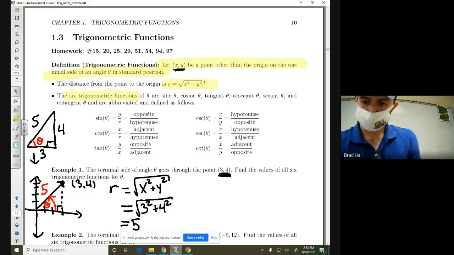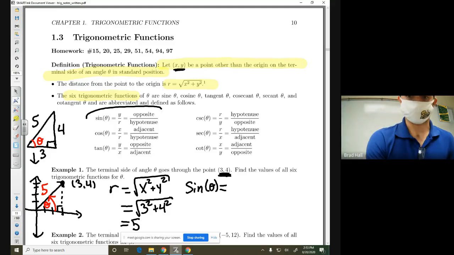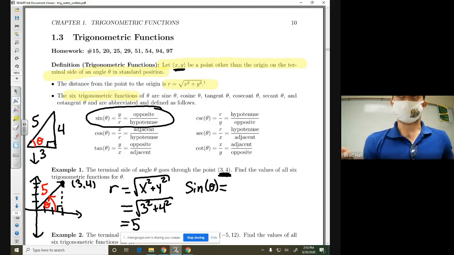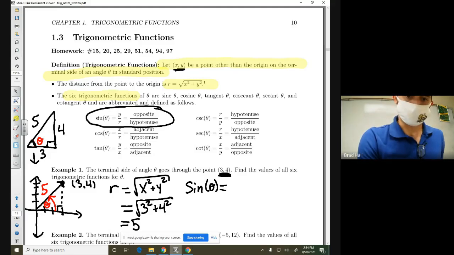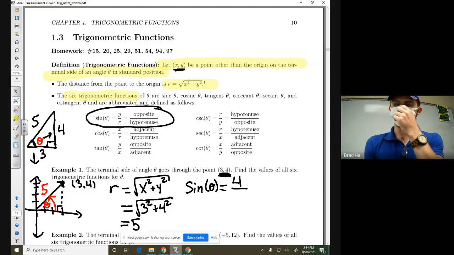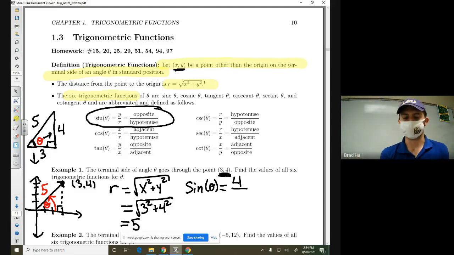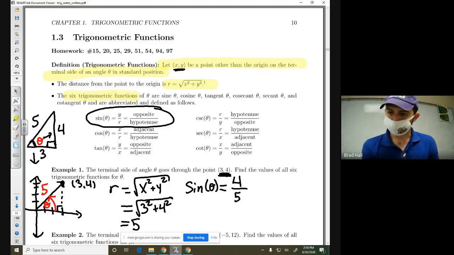So in other words, sine of theta is opposite over hypotenuse. Opposite and hypotenuse of what? The angle here. This angle right here, theta, the opposite of it is the segment that is straight across. That's the 4. So it's 4 divided by the hypotenuse. What's the hypotenuse? It's always the diagonal line. That's 5. So sine is 4 over 5.